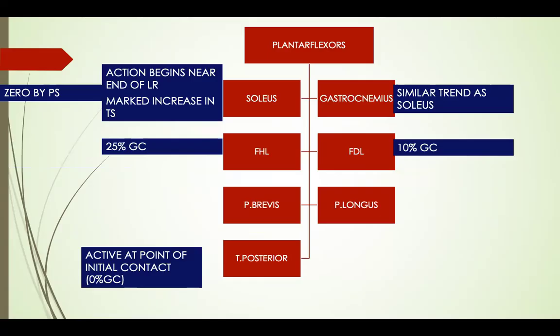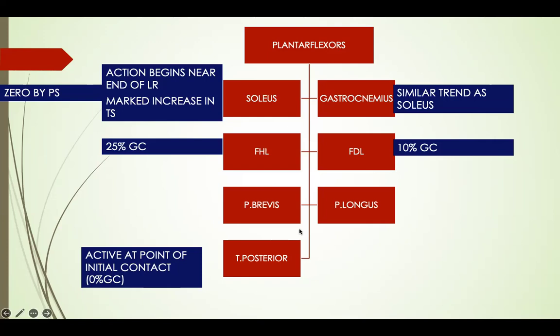The plantar flexors which act during this process are soleus, gastrocnemius, flexor hallucis longus, flexor digitorum longus, peroneus brevis, peroneus longus, and tibialis posterior. Soleus action begins near the end of the loading response, which marks the first dorsiflexion of the foot. There is a marked increase in the terminal stance phase and its activity is zero by the end of the pre-swing. The gastrocnemius trend is similar to the soleus.